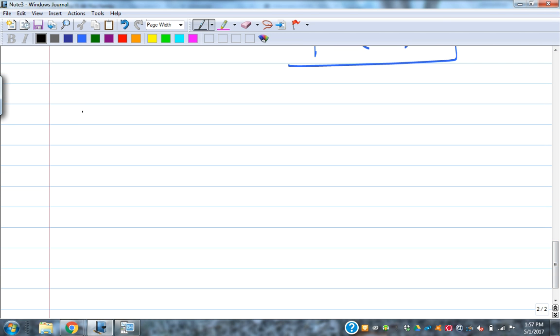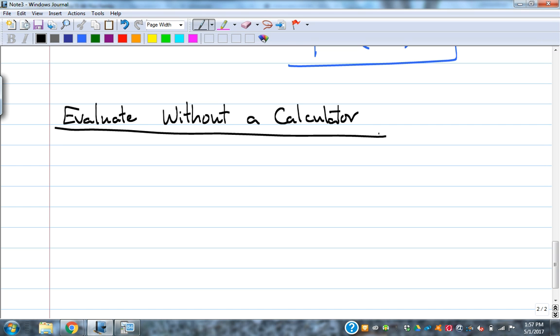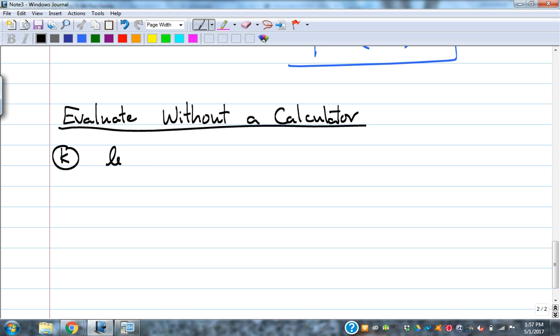Okay, so let's work on the next skill in this section. Evaluate without a calculator. This is easy, guys. Don't jump out of the boat yet. Log base 4 of 16. So they would give you this expression and say evaluate that without a calculator.